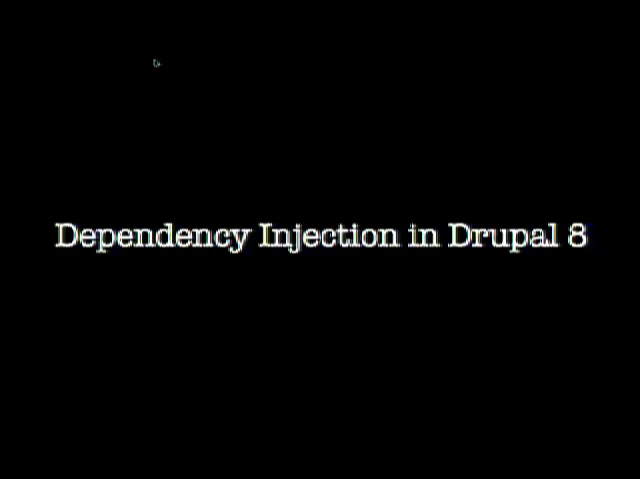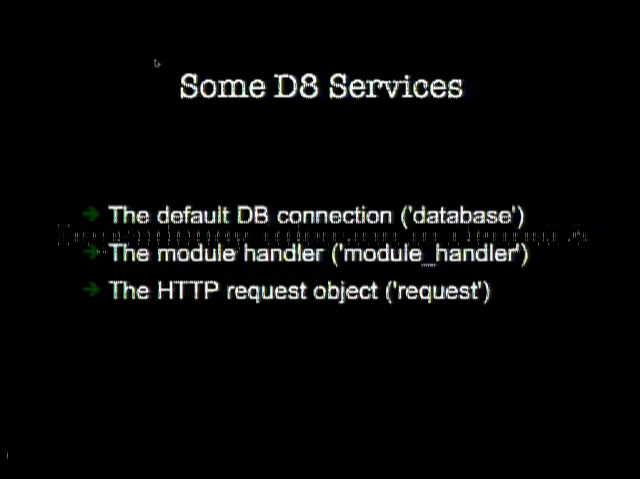So now that we've seen some actual Drupal code, it's time to talk about dependency injection in Drupal 8. Drupal 8 has a dependency injection container, obviously. It provides a whole bunch of services. Some common ones that you will definitely be using: the default database connection is a service. There's a service called the module handler, which you'll need if you want to invoke hooks in other modules or do anything that requires knowledge of enabled modules. The HTTP request object is also a service, but that's an example of a synthetic service, right? That doesn't actually get instantiated by the container. The container just gets told about it so that other things can depend on the request service.